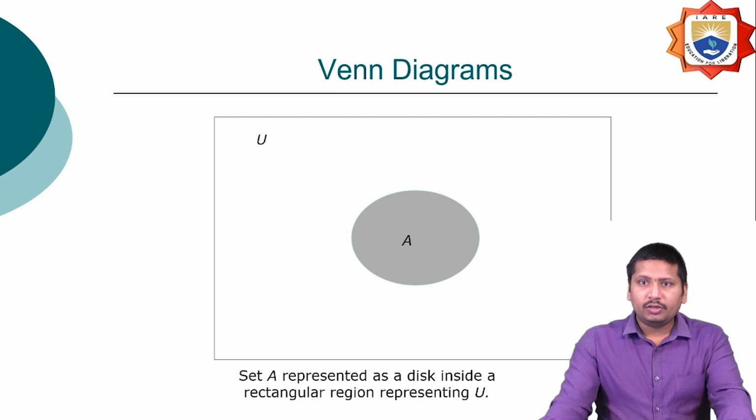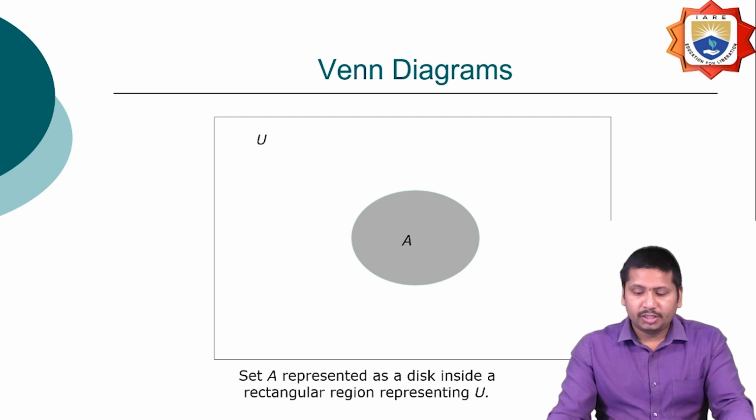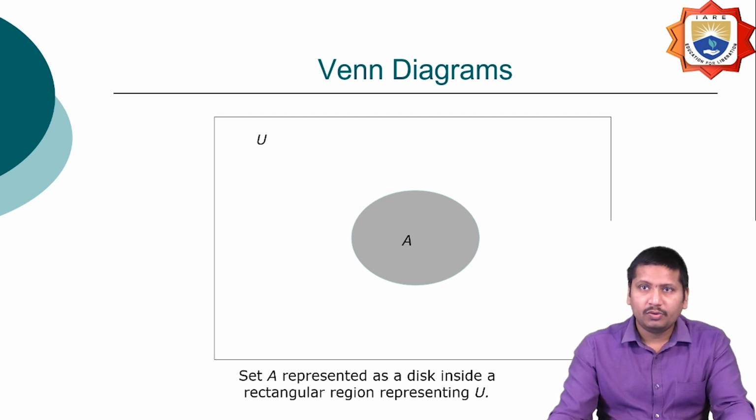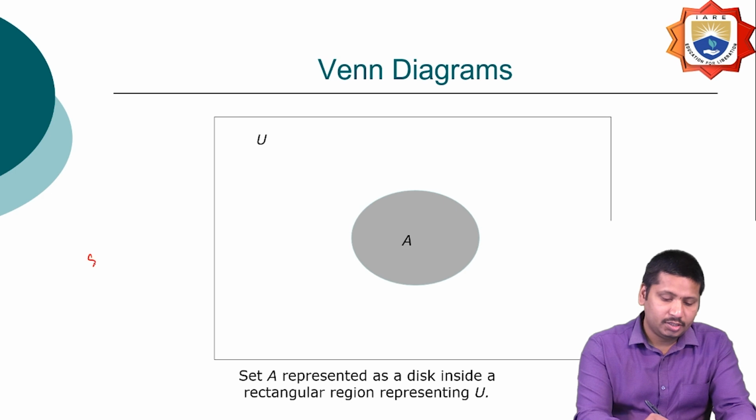So how can we represent these sets? What we call a Venn diagram. What is a Venn diagram? The sets can be represented in the form of a Venn diagram.